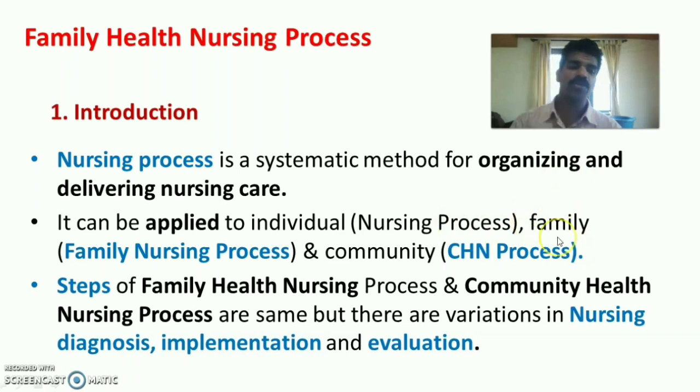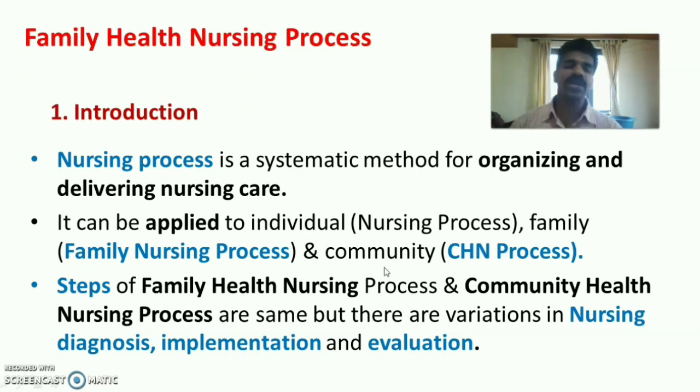When it is applied to all the family members, it is called the family nursing process. When it is applied to all the families of a particular community, it is called the community health nursing process. That means the nursing process can be applied to an individual, a family, and even the whole community.